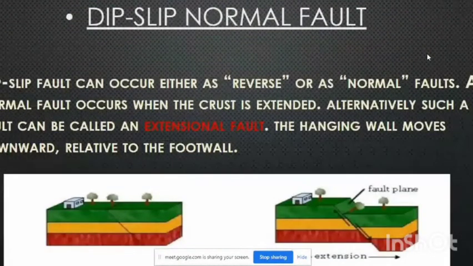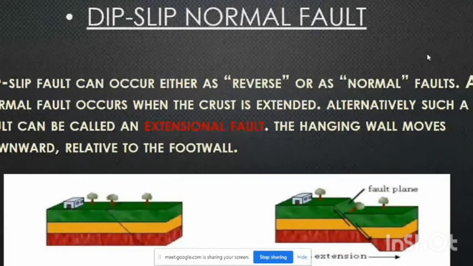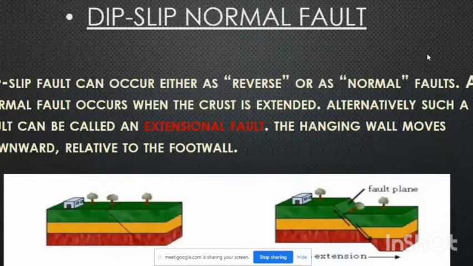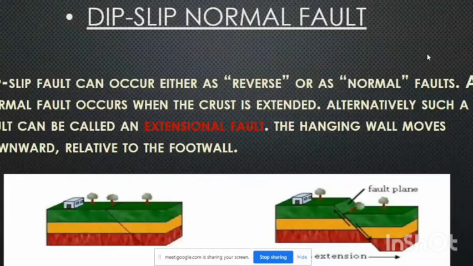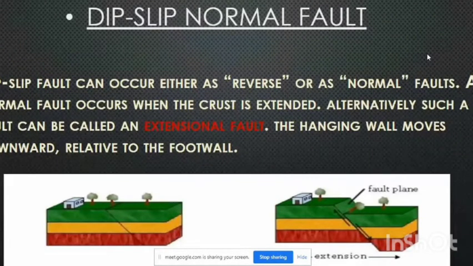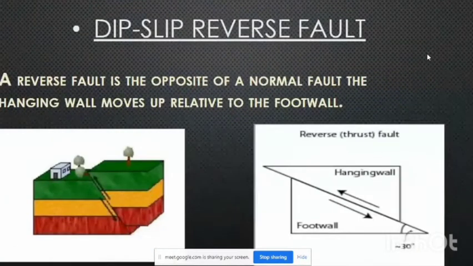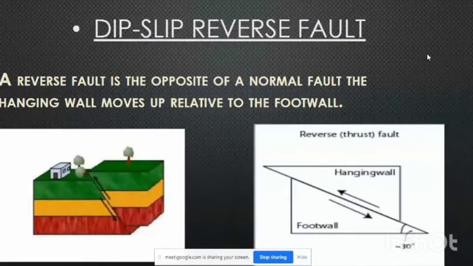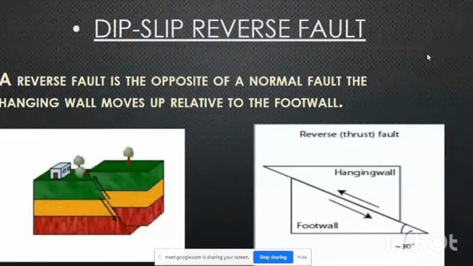Dip slip normal fault. Dip slip faults can occur either as reverse or as normal faults. A normal fault occurs when the crust is extended. Alternatively, such a fault can be called an extensional fault. The hanging wall moves downward relative to the footwall. Dip slip reverse fault. A reverse fault is the opposite of a normal fault. The hanging wall moves up relative to the footwall.